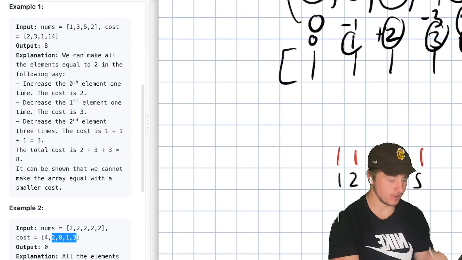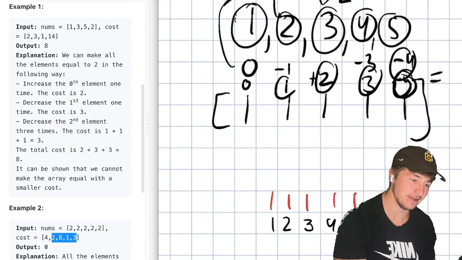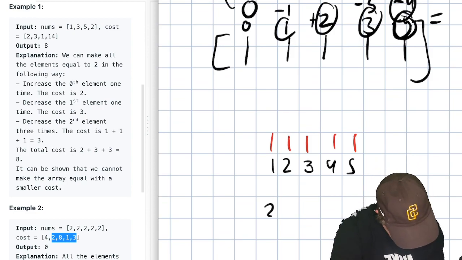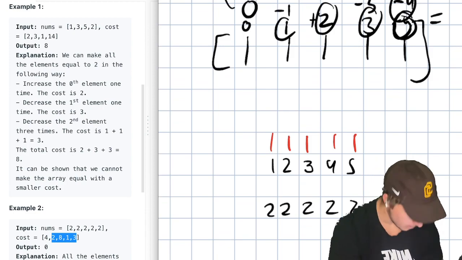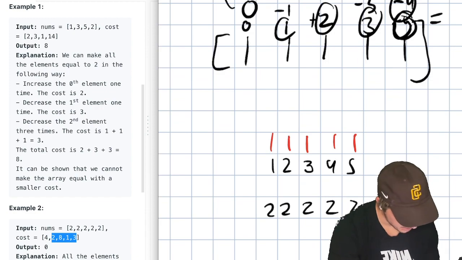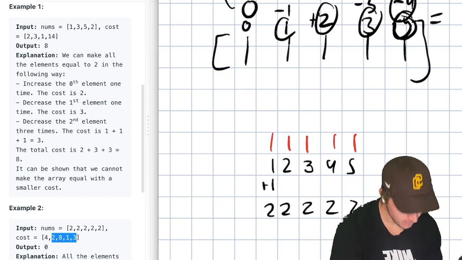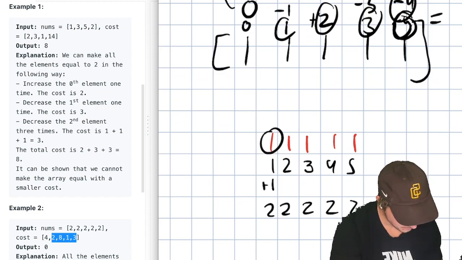And we say, okay, well, the cost of making them all 1 is 10. What about the cost of making them all 2? Okay. Well, to make them all 2, now I have to do plus 1 here, right? And the price of that is 1. To make 2 2 is 0. So the price of that is 0.